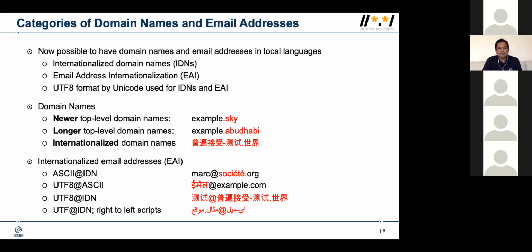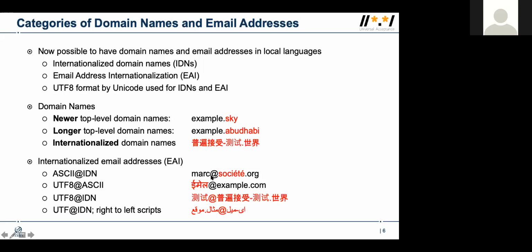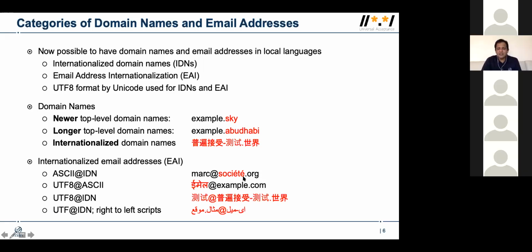Then when we come to internationalized email addresses, we call these EAI, as I said, email address internationalization. Now, there are a few different formats that we are considering. You can see generally in an email ID, the left side part is considered to be a mailbox. In this case, you can have an ASCII mailbox, and then your domain can be an IDN domain, right? Like this example, mark is an ASCII string, whereas in this case, this is different. It's not really an ASCII string.